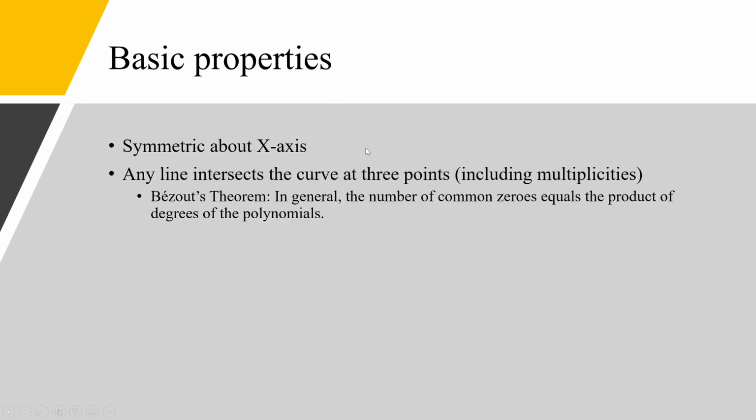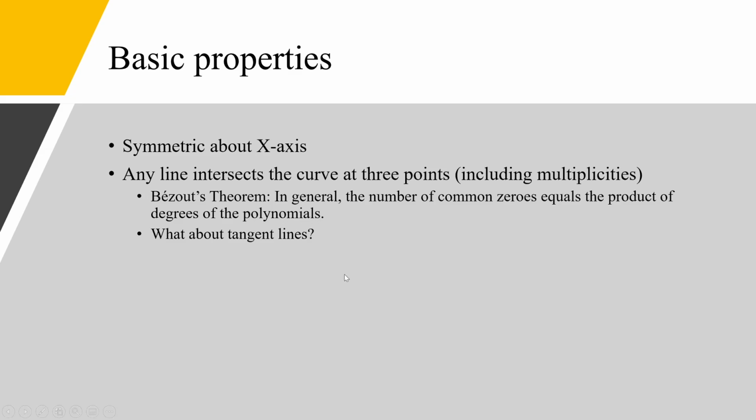Any line intersects a curve at 3 points, and this includes multiplicities, which means that a point can appear in this set of 3 more than once. And this comes from this general theorem that generally the number of common zeros equals the product of degrees of the polynomial. So the degree of an elliptic curve is 3, the degree of a line is 1, and therefore there are 3 points to the intersection.